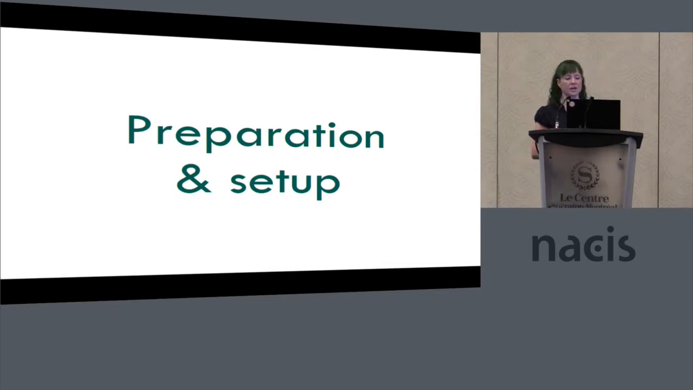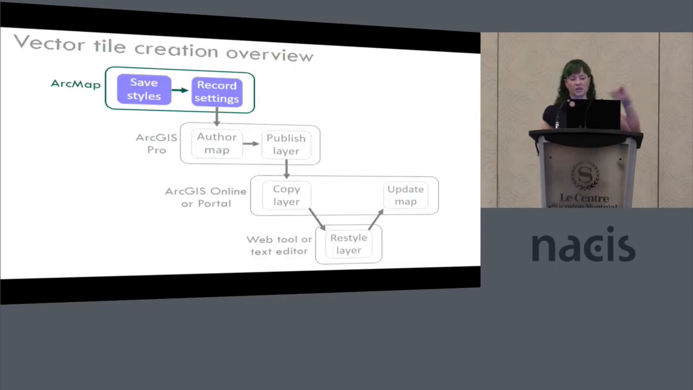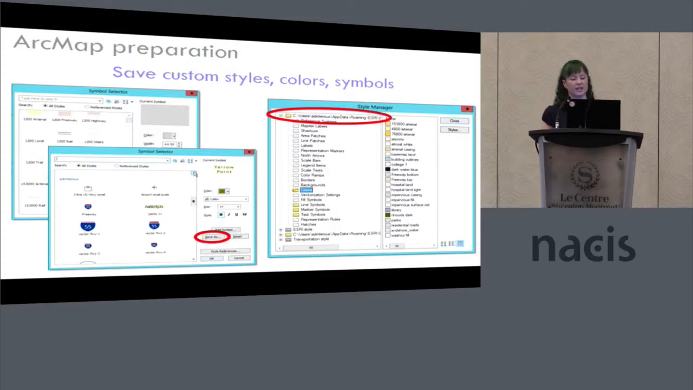Okay, so this is the first. We're going to talk about what's going to happen in ArcMap real quick as you're recording your styles and your settings. Anything you've set up, custom colors, badges, line styles, symbols, save those into your style manager, because that can all be imported into Pro.